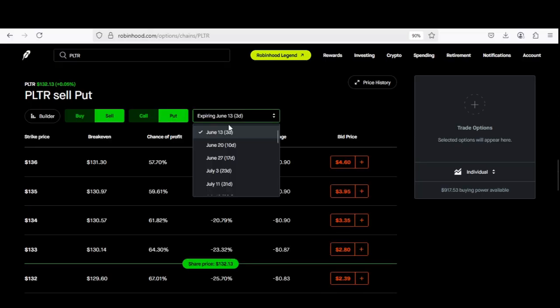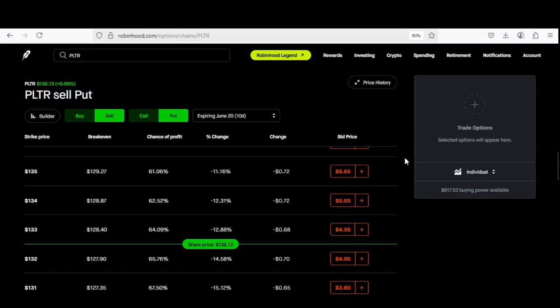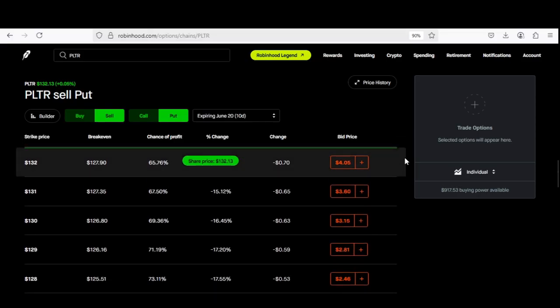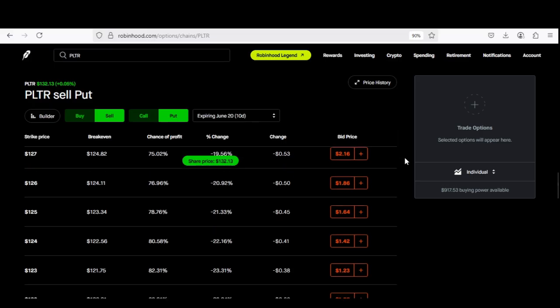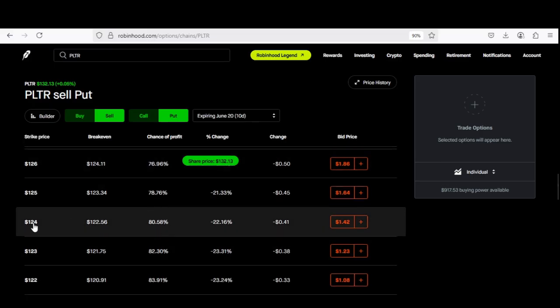We're going to choose our expiration date. Once again, let's go with June 20th, which gives us 10 days to expiration. Now we're going to go ahead and choose our strike price. What I'm looking for right now is an 80% chance of profit. And an 80% chance of profit is going to be the $124 strike price. I'm going to go ahead and choose that.